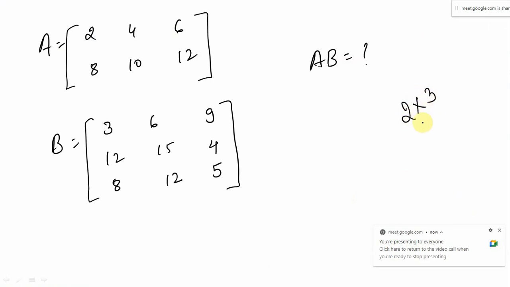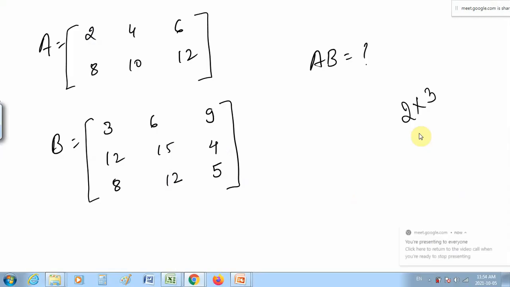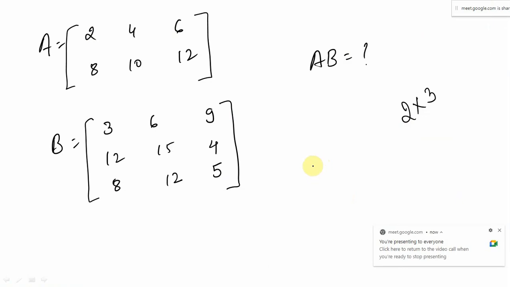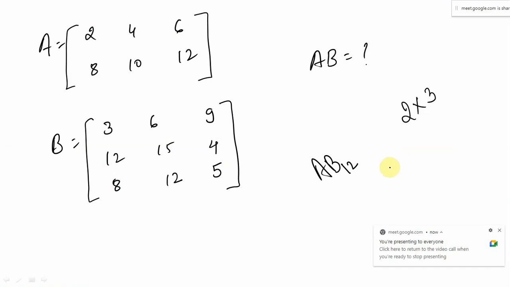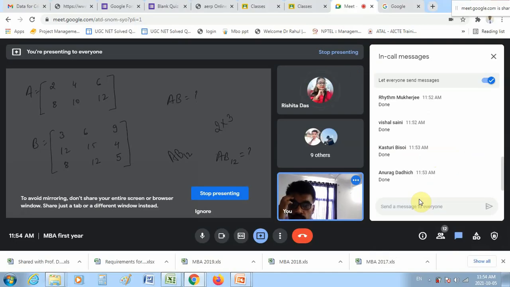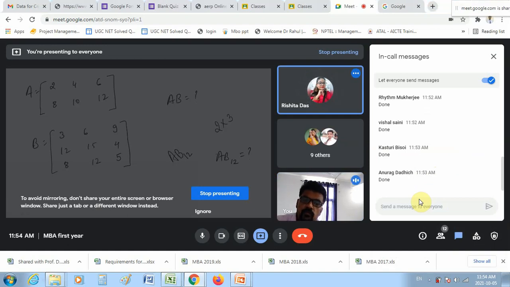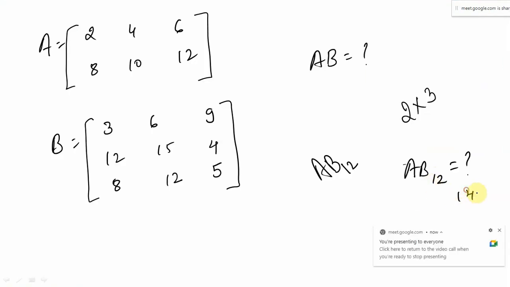It is right. Now, what is AB 2? What is the value of AB 2? Are you understanding what I mean by AB 2? 144. Yes, what is the value? 144. Okay, there was someone who said no, sir.